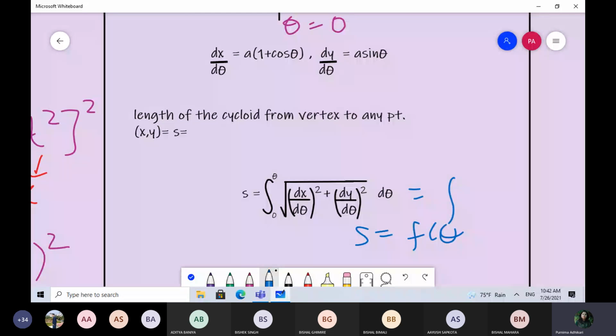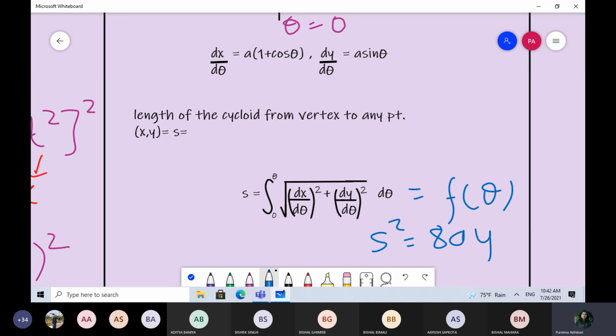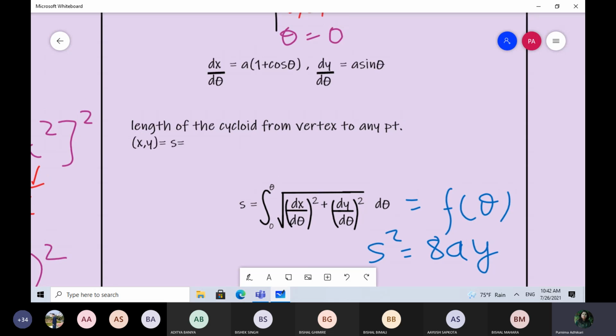Your S will be some function of theta because you are going to put limits of integration finally 0 to theta. एकचोटि theta को ठाउँमा 0, एकचोटि theta को ठाउँमा theta नै राख्दाखेरि you are going to finally get some function of theta as a result for S. Now, what does the question say? The question says that you have to prove S square is equal to 8ay. So that means you are going to square both sides. Squaring, you will get s square equals to some function of theta square. So it should be equal to 8ay. What is your y? What is your y?